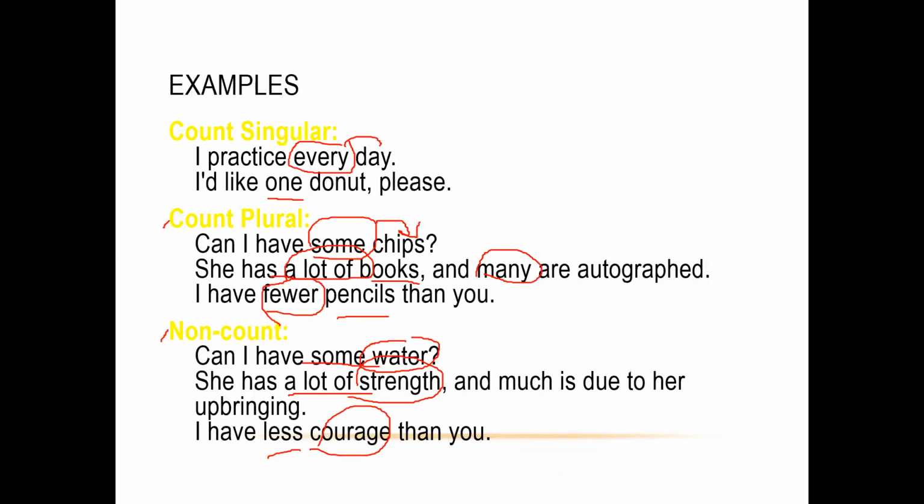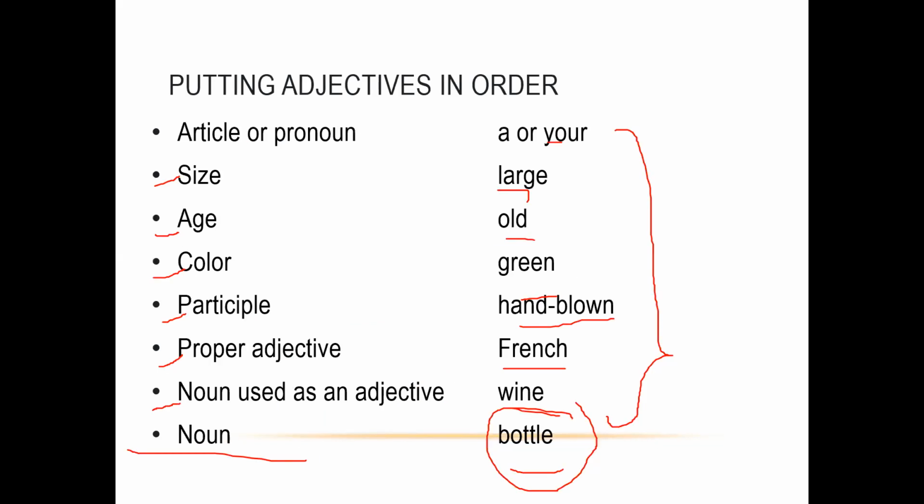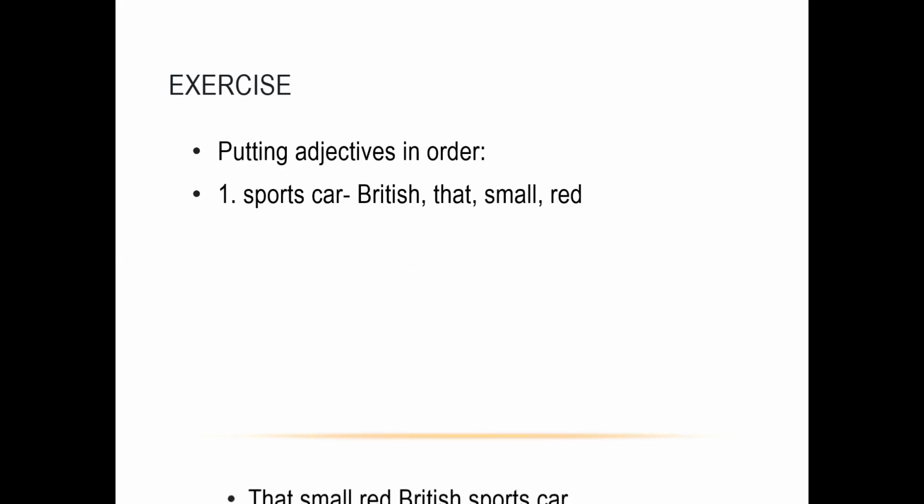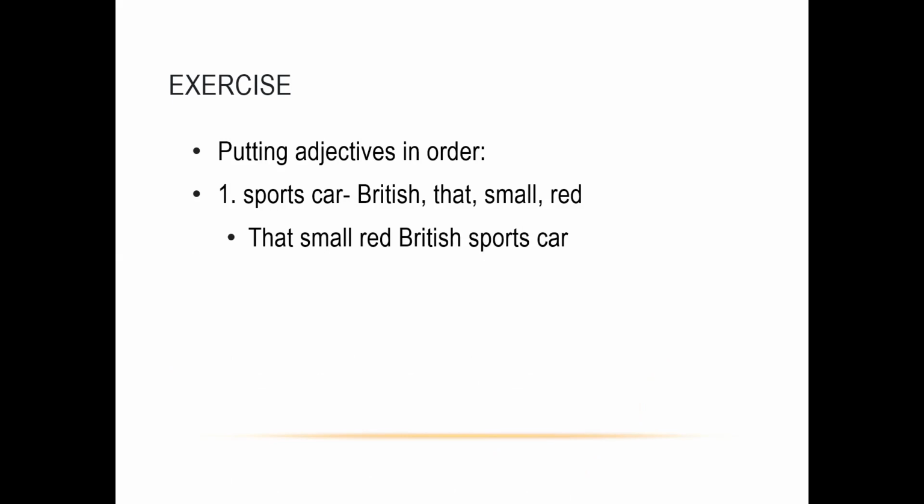Check nga natin. So sabi dito sa article or pronoun. So that, sabi nyo, small. Ano ang kulay? Red. And then, British sports car. And sports car is the noun. Yung sports, ano pa rin yun? Adjective pa rin. Okay. Sports car. So, very good. Tama ba lahat? Tama, nakatama kayo lahat? Hopefully. Okay, next. Shirt green the silk.